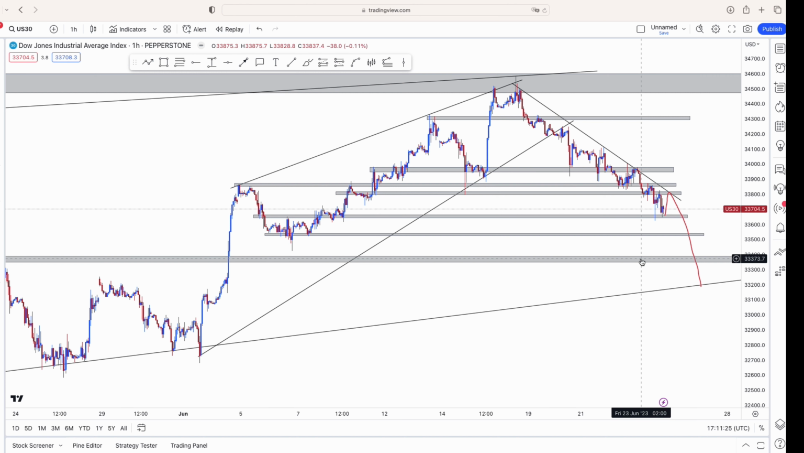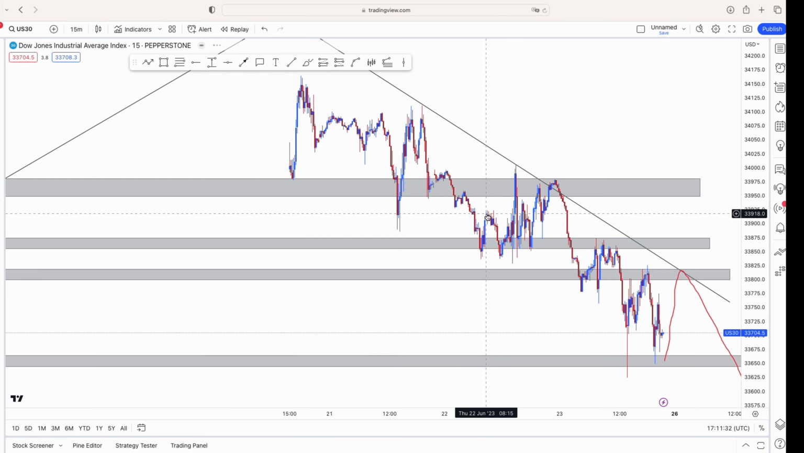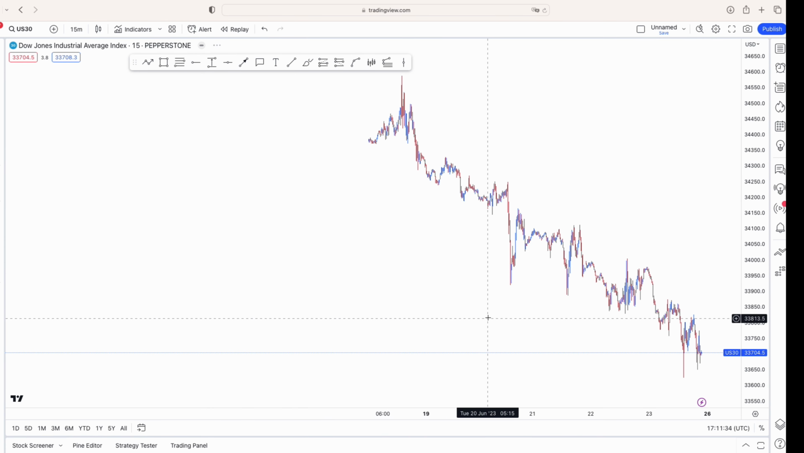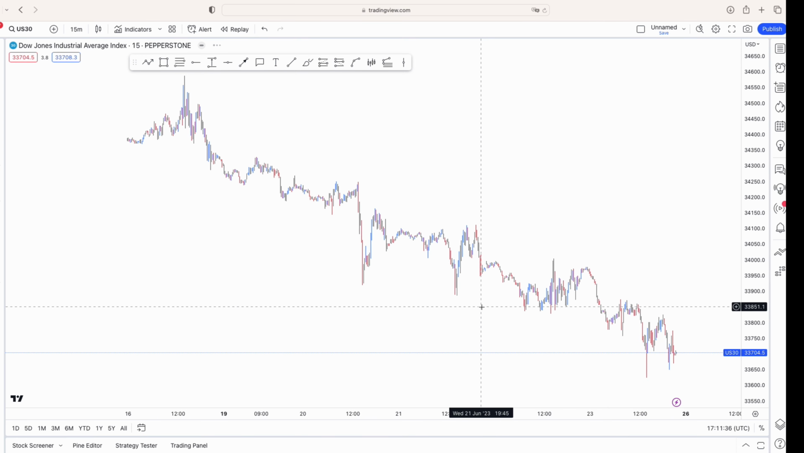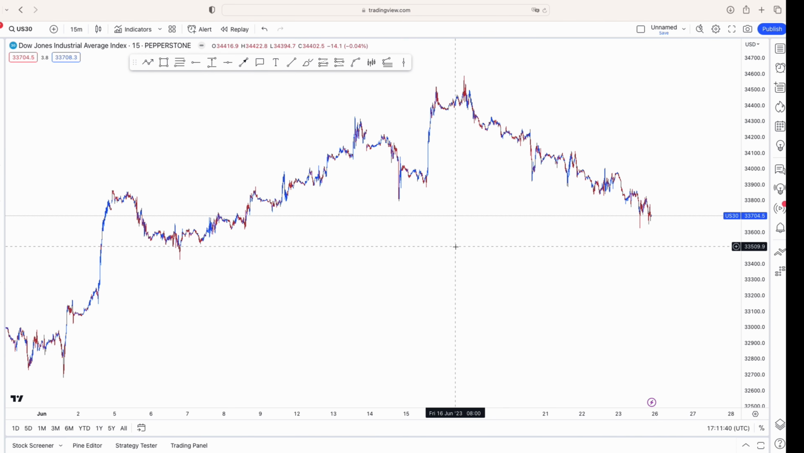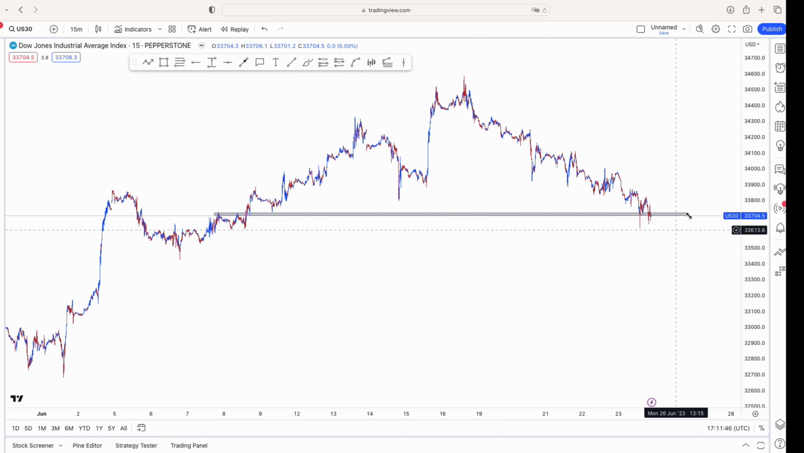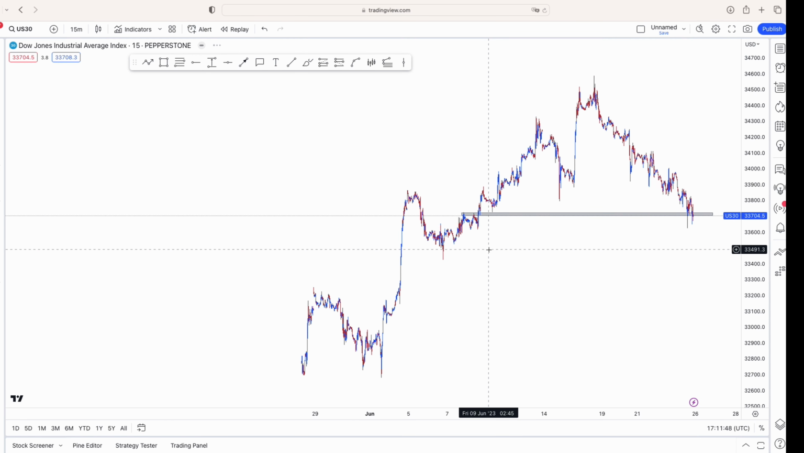But I think if you wanna get a proper entry, you also have to drop down to 15 minutes. I can remove everything so that we are clear on everything. So you have to drop down to 15 minutes and see what the price is actually doing here. So you will see that you have something like this. This is what we drew previously.